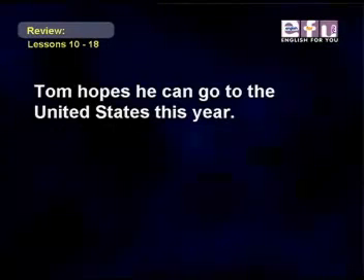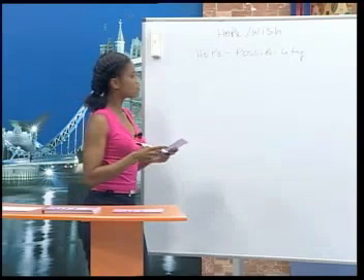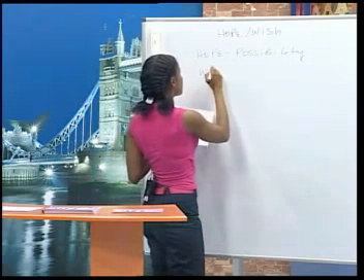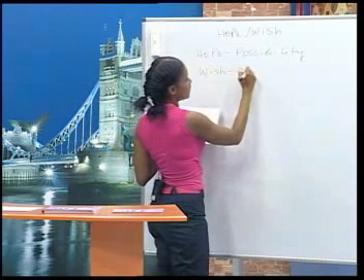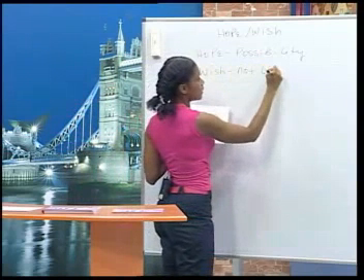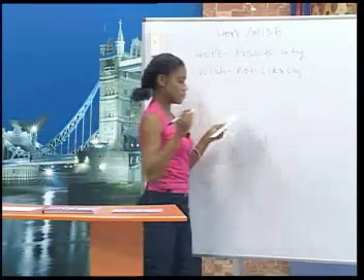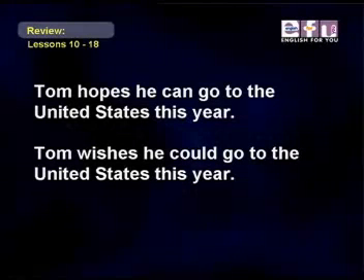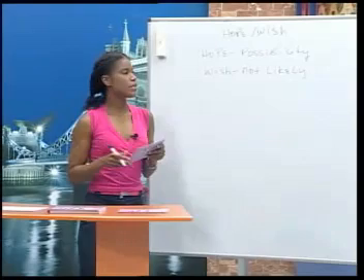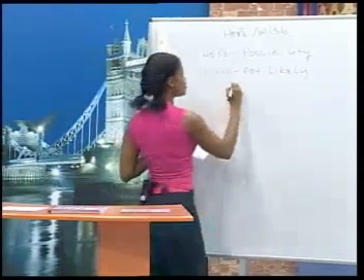Okay, so for example, Tom hopes he can go to the United States this year means there is a possibility he can go. But with the verb wish, it's not likely, not probable that it will happen. So, Tom wishes he could go to the United States this year means there is little or no possibility that he could go.